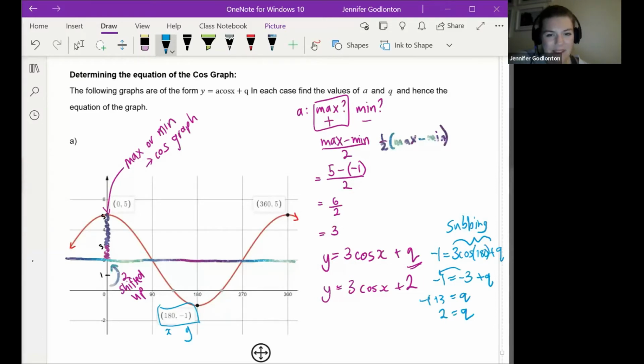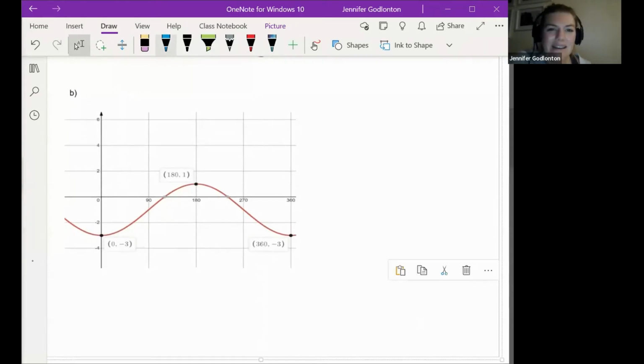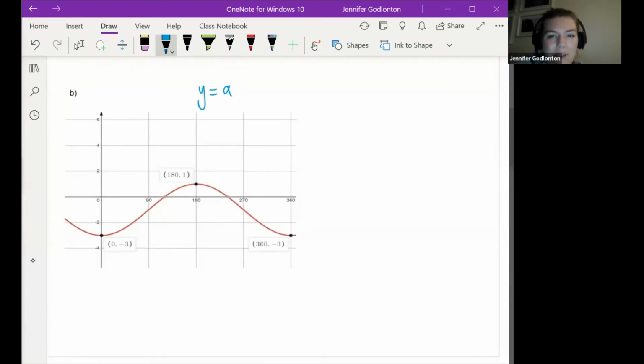Okay, all right. Let's have a look at B. I want you guys to give this a try. Remember, we're looking for y is equal to a cos x plus q. I want to know what a is, and I want to know what q is. I also thought we were going to brain break. I thought that I had put it straight after that one, but obviously I hadn't. So it will be after this question.